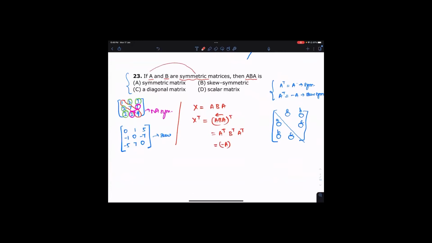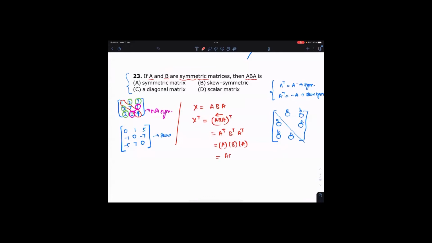Okay, they have given symmetric, so it will be plus A. You can see that even if a different kind of information is given, you can still write this one, right? For example, if they have given A is skew symmetric and B is symmetric, then in place of A transpose, you will write minus A. In place of B transpose, you will write B because B is symmetric. Accordingly, according to the question, you just have to write the next step.